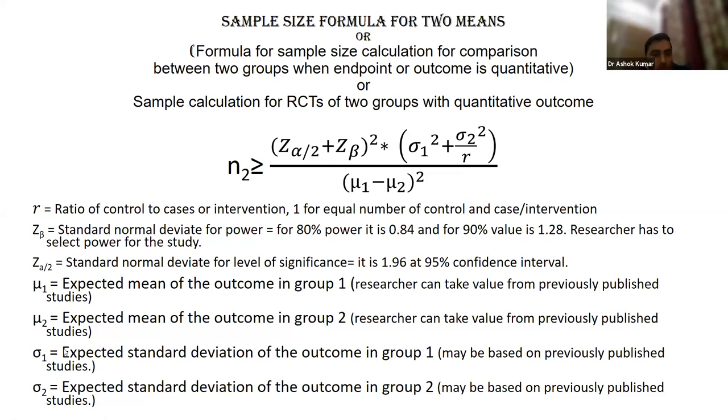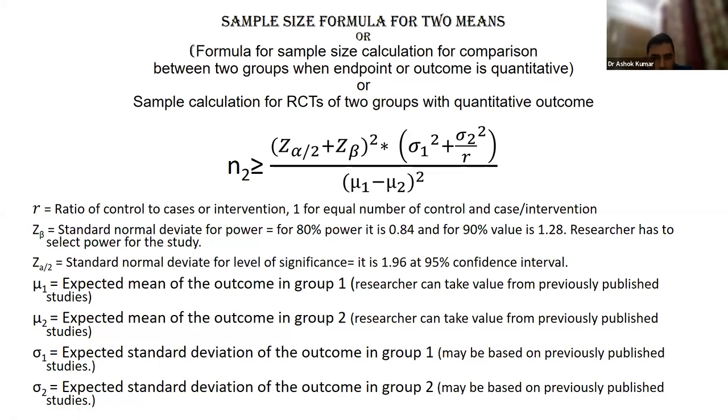whatever. Mu2 is the expected mean of the outcome in group 2, and sigma 1 is the expected standard deviation of the outcome in group 1. We can take it as we are taking for the mean also: previous study, pilot study, experience, assumption, whatever. And sigma 2 is the expected standard deviation of the outcome in group 2 also. Okay.